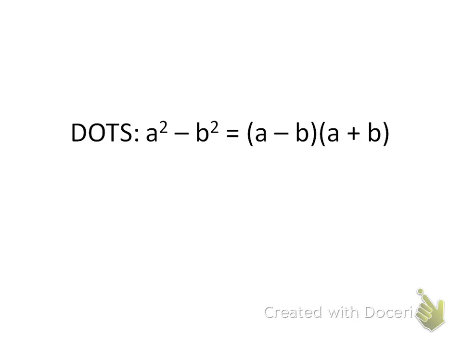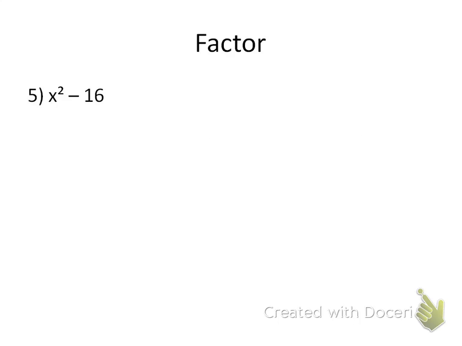The main thing is to check all those things are true. It's a difference. There's two of them, and they're both squares. So if it was a plus sign in there, it wouldn't be a difference. You couldn't use this. Any questions? All right, here's an example. So x squared minus 16. It's a difference. I have a minus sign. There's two of them, and they're both perfect squares.